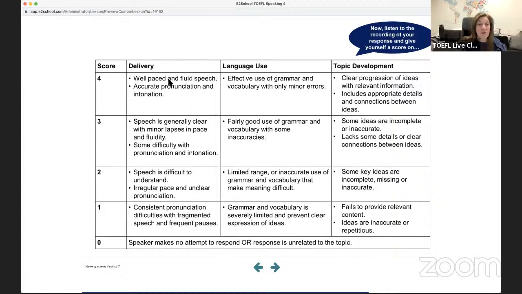So well-paced and fluid, as opposed to generally clear, minor lapses, and some difficulty as opposed to accurate. Fairly good use as opposed to effective use. Some inaccuracies, and these are just minor errors that don't change the meaning. And here, clear progression of ideas with relevant information. Some ideas might not be complete enough or could be wrong, and it doesn't quite have enough details or connections, whereas here it was very clear, those ideas and connections.